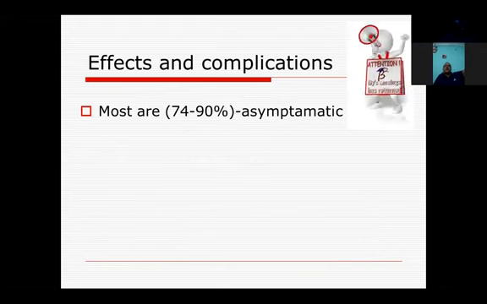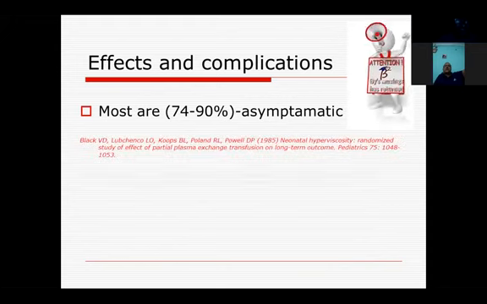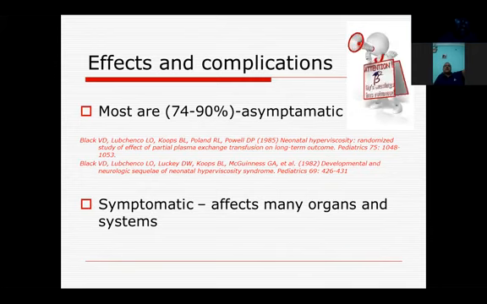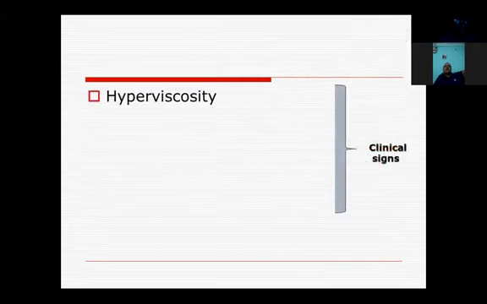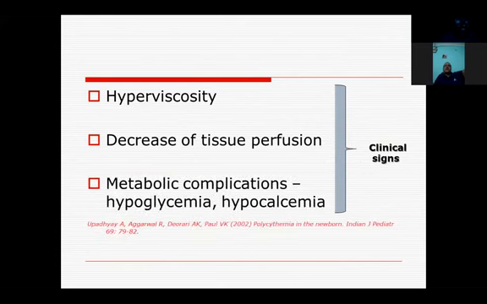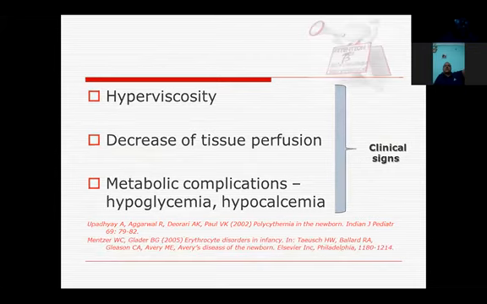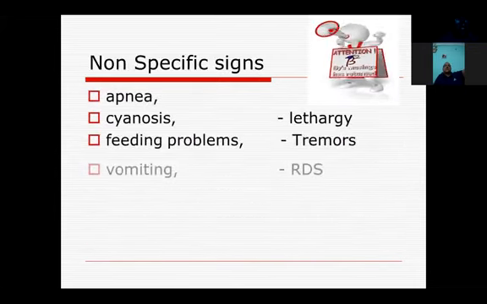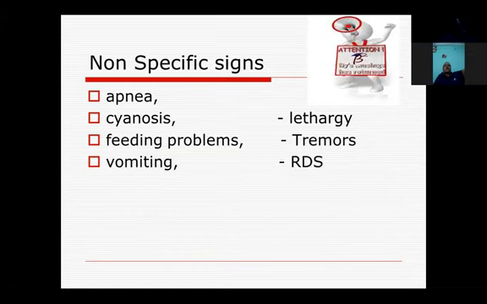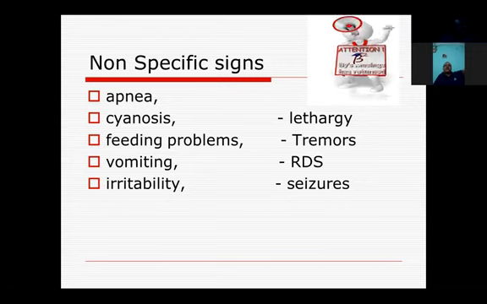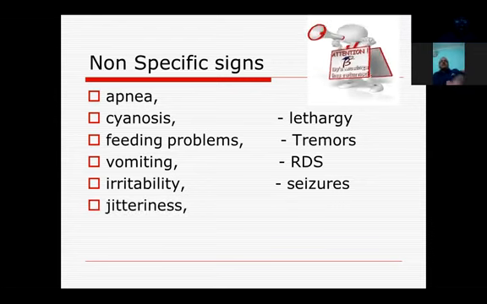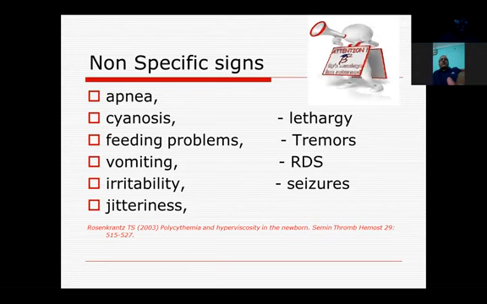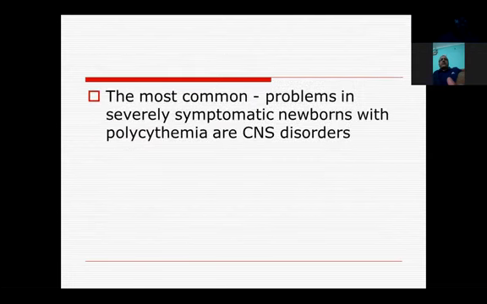So what are the complications? What are the effects? Most of them are asymptomatic, like 74 to 90%. And symptomatic, they affect mainly many organs and systems. The clinical signs are mainly because of hyperviscosity, decreased tissue perfusion, and metabolic complications like hypoglycemia and hypocalcemia. What are the non-specific signs? Most of the children will be missed. They can present with apnea, cyanosis, feeding problems, vomiting, irritability, lethargy, tremors, respiratory distress, seizures, jitteriness. The most common problem is CNS disorders.